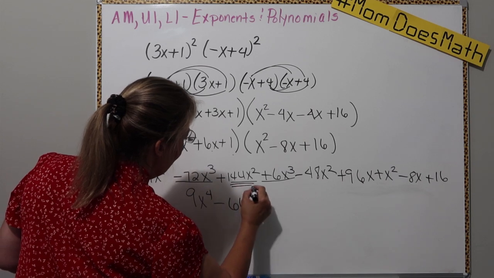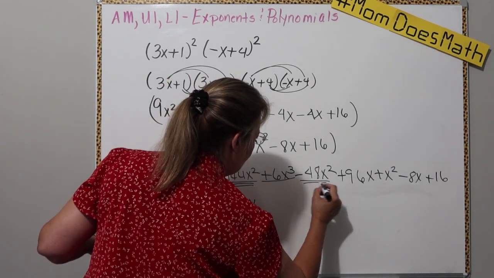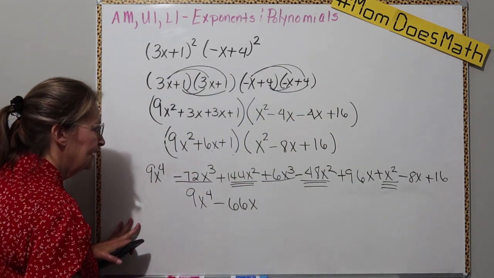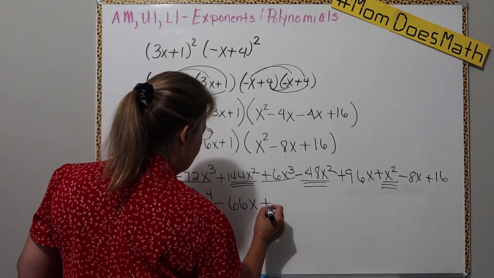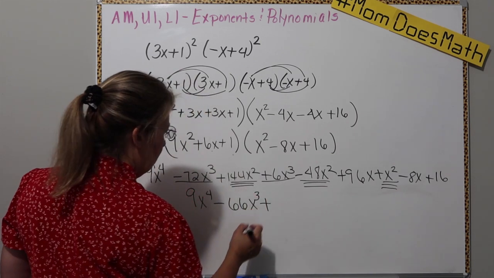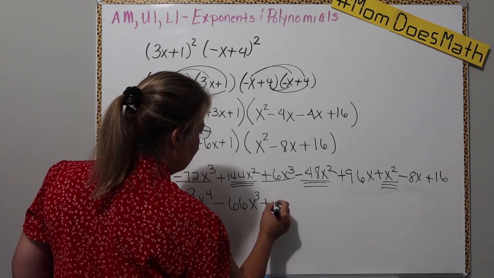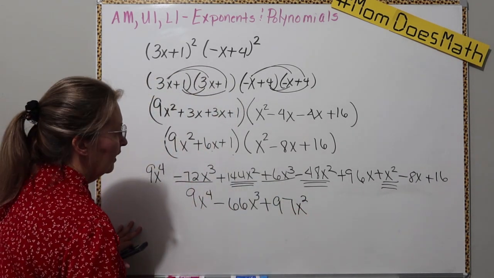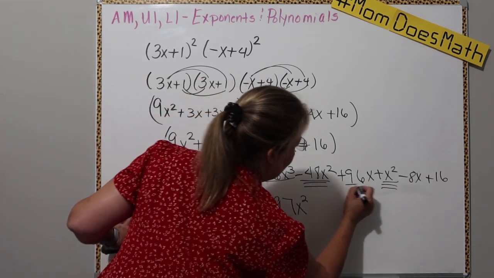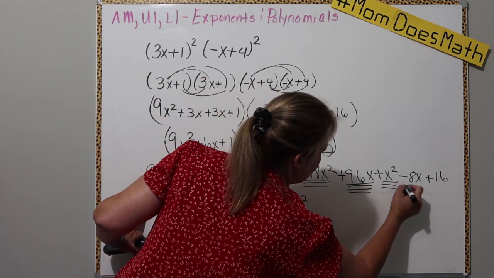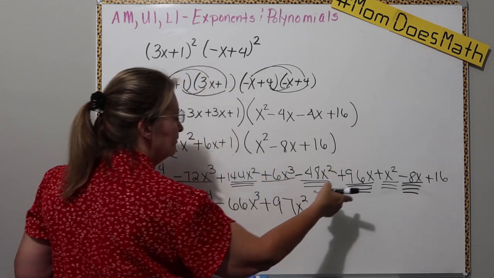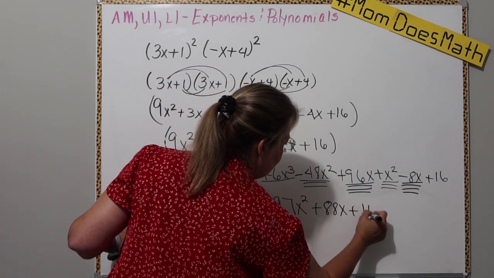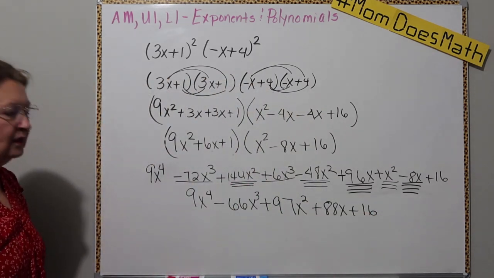Alright, 144x to the 2nd minus 48x to the 2nd plus one more x to the 2nd is going to give me a positive 97x to the 2nd. Then, let me come back, I can combine this one with this one. Positive 96 plus negative 8 is positive 88x. And then the plus 16 just stands alone. So, just be careful.